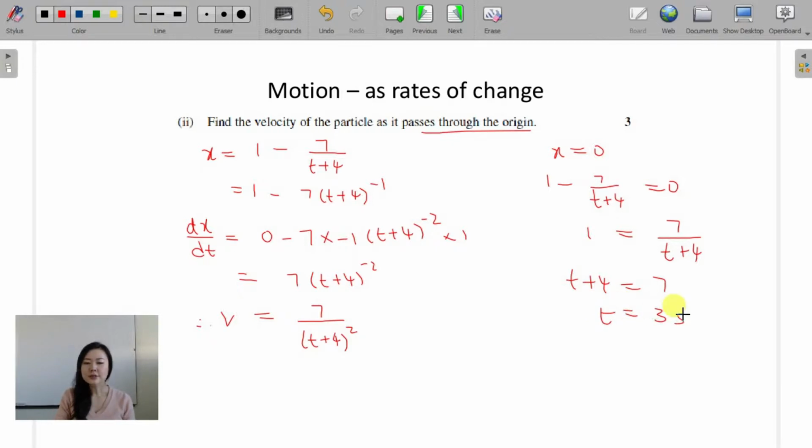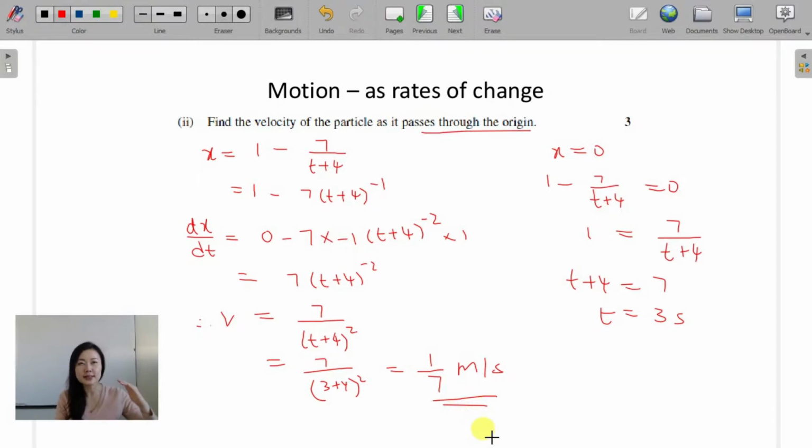So it passes through at 3 seconds. Therefore, that's the velocity, 1/7 meters per second. The fact that it's positive means it's traveling towards the right. That's all it means.